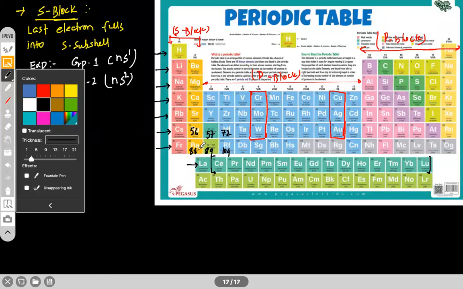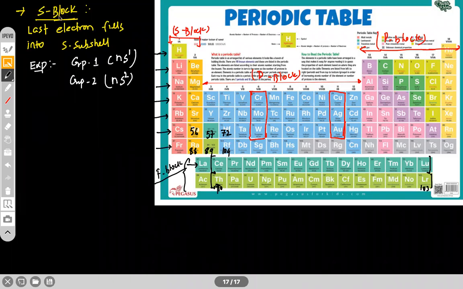Okay. After 89, we have 90 to 103. This goes into 5F series from thorium to lawrencium. This is 90 atomic number, and lawrencium is 103 atomic number. So these groups here, these are F block elements. F block, because the electron goes into F subshell here. Okay, so it is not that important.